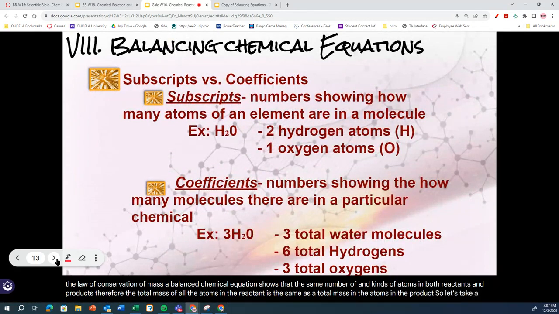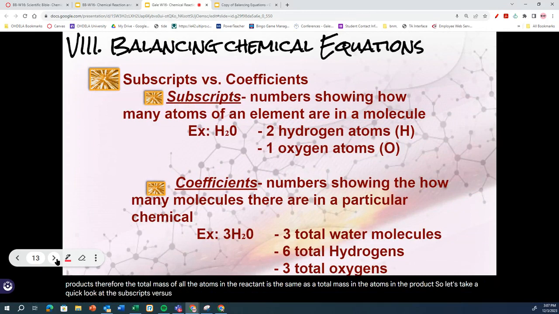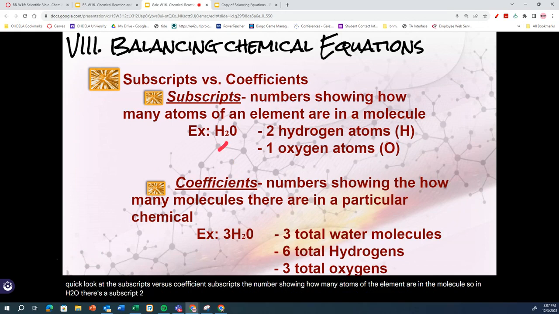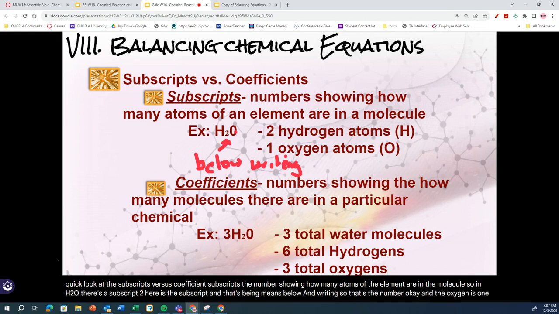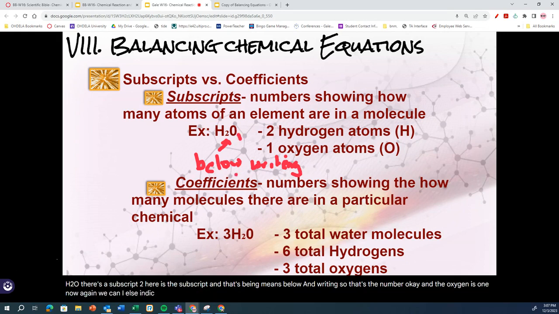So let's take a quick look at the subscripts versus coefficients. Subscripts, the number showing how many atoms of the element are in the molecule. So in H2O, there's a subscript 2. There's the subscript, and that means below and writing. So that's the number. And the oxygen is 1. Now, again, I'll indicate a 1 here. I don't need to put it in, but that's how many atoms of oxygen there are.